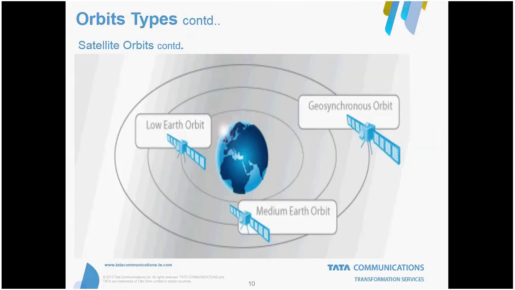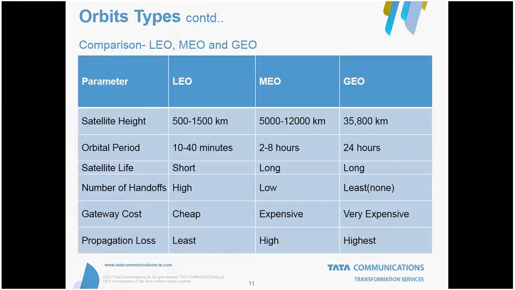This slide shows the three different orbits, LEO, MEO, GEO. This slide shows the differences between the three orbits.